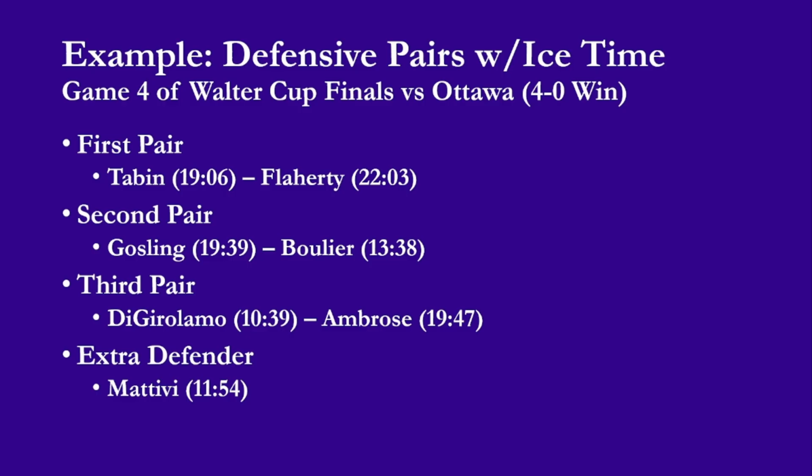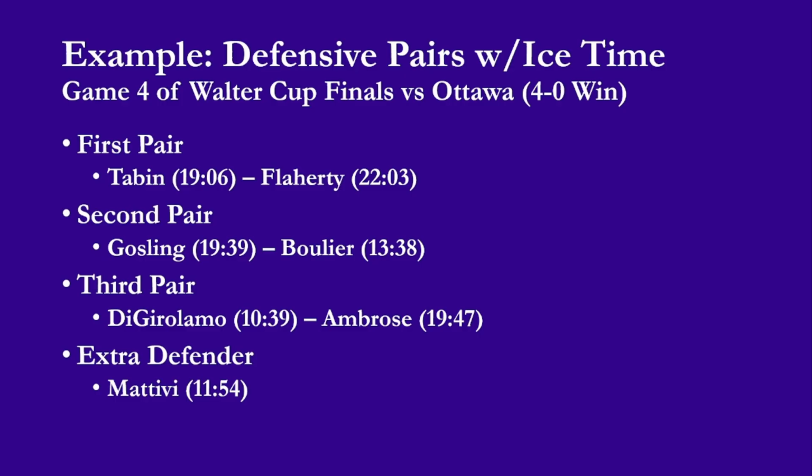So the first pair played a significant chunk of this game, with Flaherty having the highest time on ice of any Montreal player. Defenders also tend to have a higher time on ice average, since there's less on a unit, with only 2 players per pair compared to the 3 on the lines. And there's also only 3 pairs of defenders as compared to the 4 lines. Gosling on the second pair actually played more than Tabin on the first by a little over 30 seconds. Ambrose on the third pair played the second most time after Flaherty. The extra defender, Mativi, even got nearly 12 minutes of action herself.